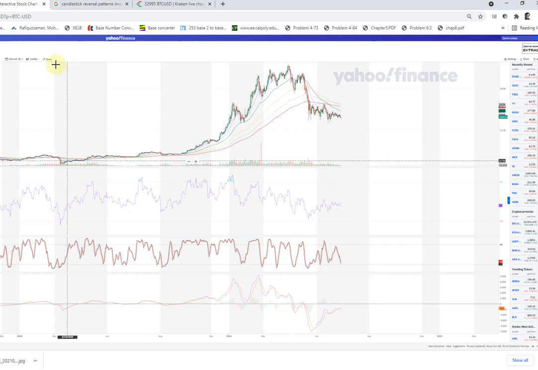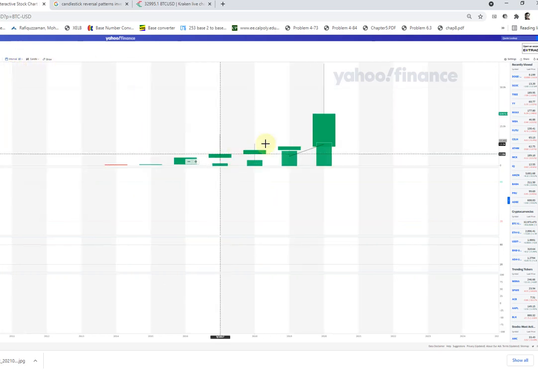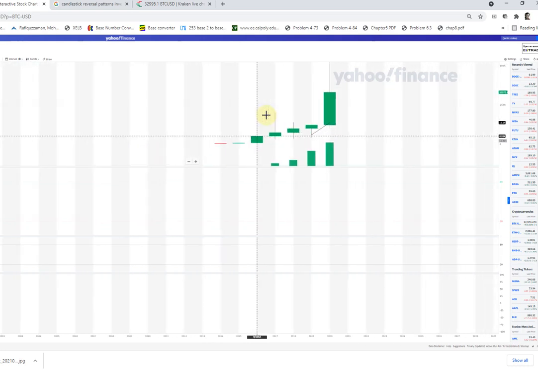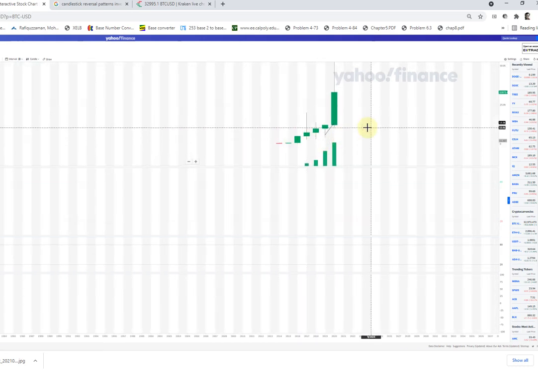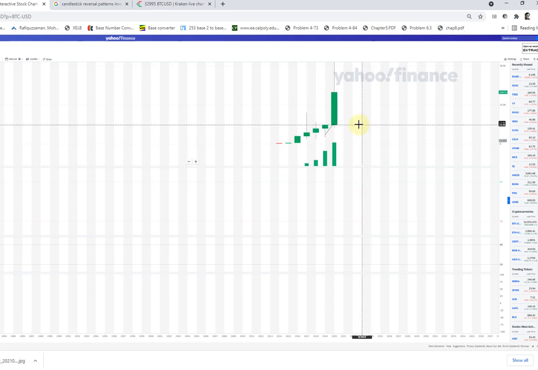I don't use the yearly though, because that's kind of too much. The yearly time frame looks kind of weird. I do use the weekly and monthly though. More weekly than monthly, because monthly is more longer term.